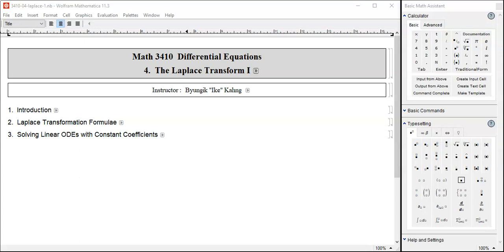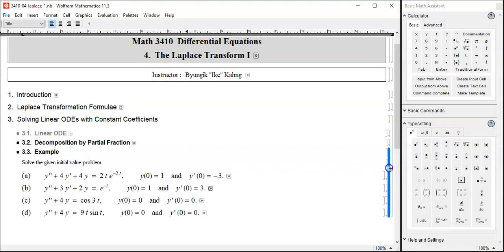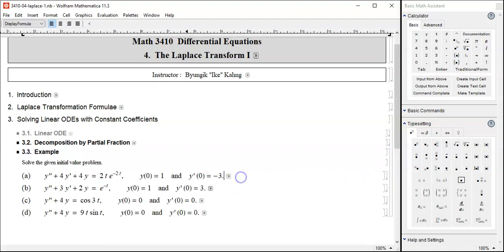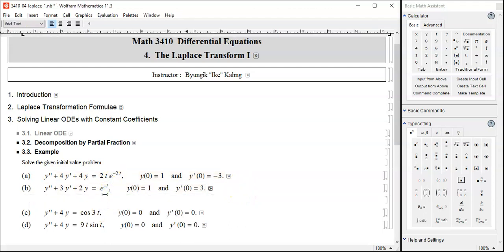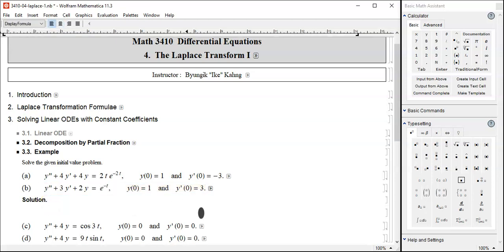Hello students, welcome back. Let's have one more exercise on Laplace transformation. We completed this problem. Let's go to the next problem here. This is the given ordinary differential equation, a linear ordinary differential equation with constant coefficients.